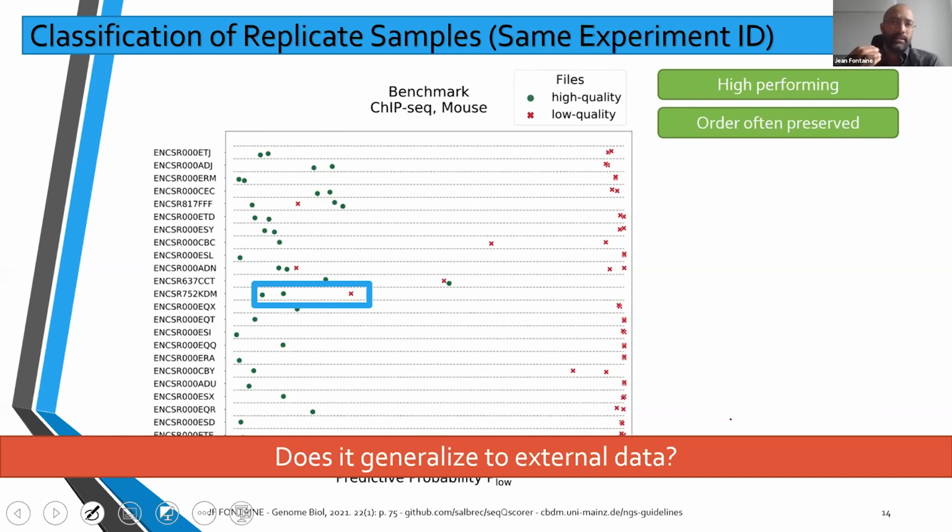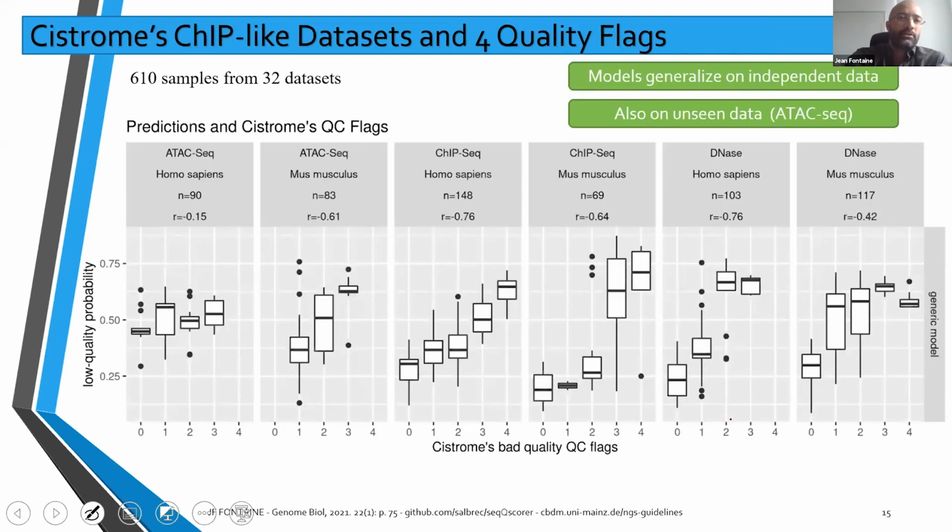External data is data that is not in ENCODE, because we are training from data in ENCODE. Even if we train the model on ENCODE data and we test on ENCODE data that was not used in training, that's normal. But still, because it's all in the same database, maybe there is a bias. So we took data from the Cistrome database that contains ChIP-like data sets. And we took 610 samples from 32 different data sets.